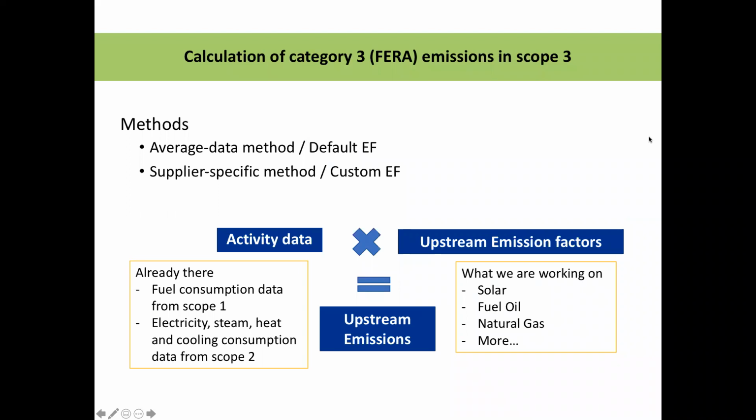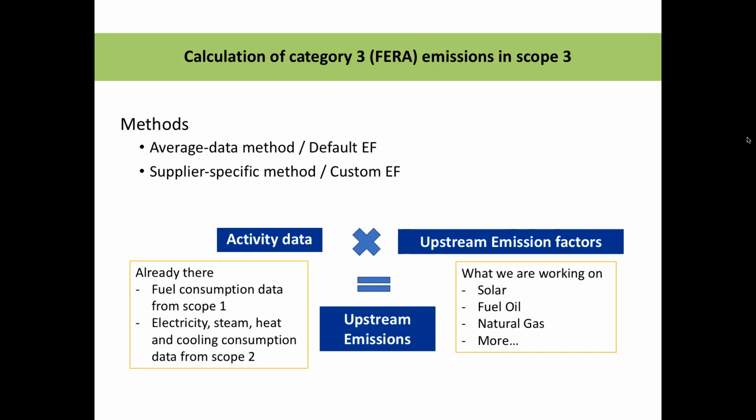So how to calculate category 3 FERA emissions in Scope 3? Companies and organizations may use either of the following methods to calculate upstream Scope 3 emissions. The first is the average data method, which involves estimating emissions by using secondary emission factors for upstream emissions per unit of consumption, such as industry averages. This is analogous to SIMAP's default emission factors for Scope 1 and Scope 2. Similarly, we're looking for average national and regional values to use for Scope 3 FERA emissions.